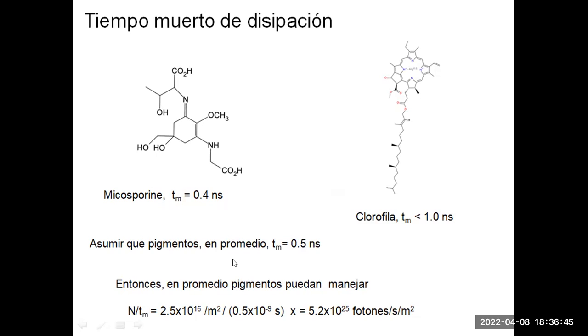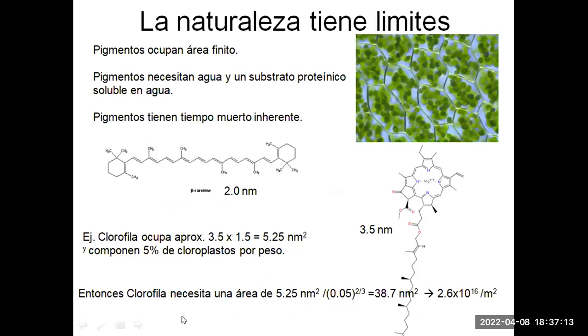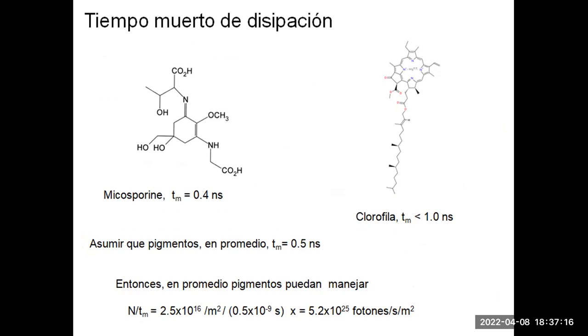Therefore, we can calculate how many photons these pigments could manage or handle, that is, absorb and dissipate. You can convince yourself of this: here we just have the number over the time. This is the areal density over the time. This is the areal density we calculated on the previous slide, 2.6 times 10 to the 16 per square meter, over the time.